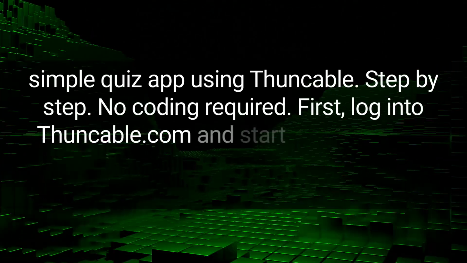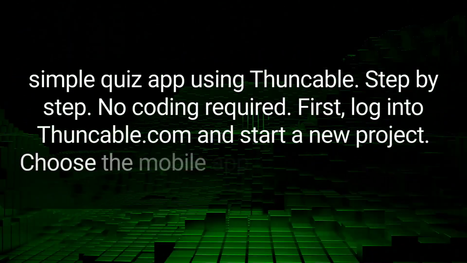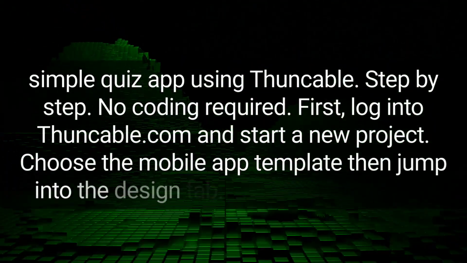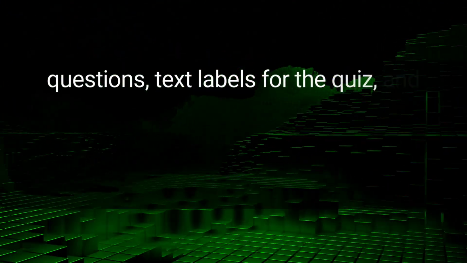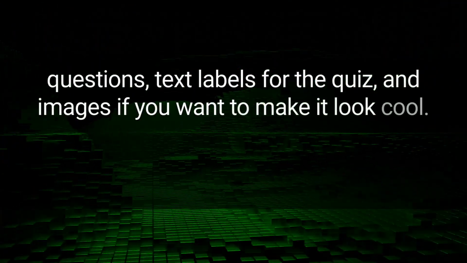First, log into thunkable.com and start a new project. Choose the mobile app template, then jump into the Design tab. Add buttons for your questions, text labels for the quiz, and images if you want to make it look cool.